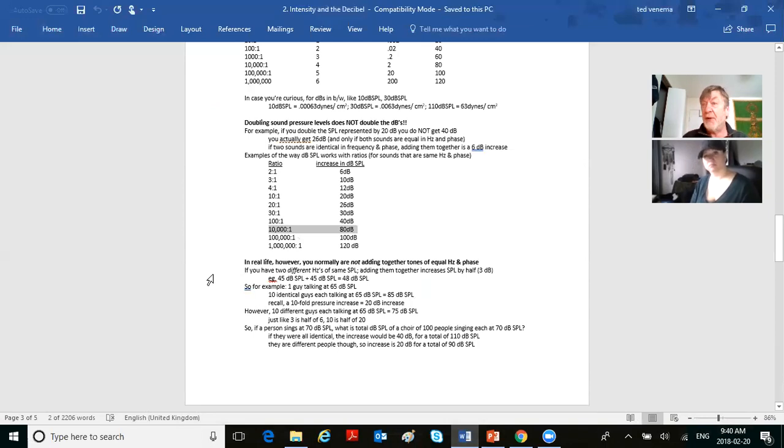But the fact of the matter is there's no such thing as human clones. Okay, we're all different. So because we're different, instead of 100 people increasing the pressure by 40, now 100 people increases the pressure by 20. Just like 3 is half of 6. If the tones were identical, I went up by 6. If the tones were different, I went up by 3. That's if I doubled things. Okay, well, talking about 100 now, instead of 100 being an increase of 40, 100 now is an increase of 20, just like 3 is half of 6.